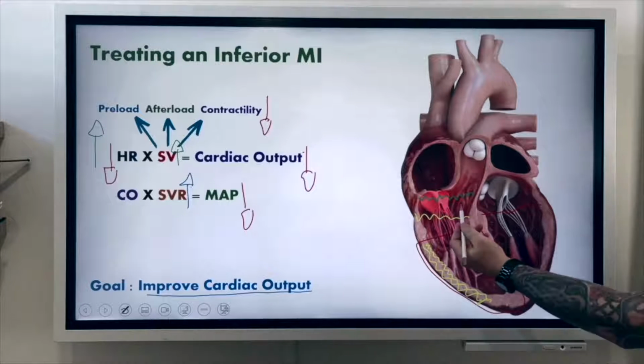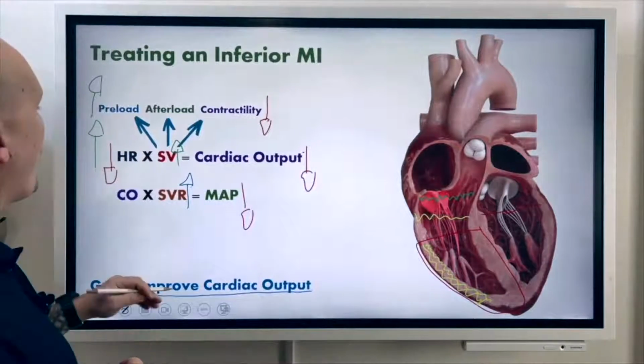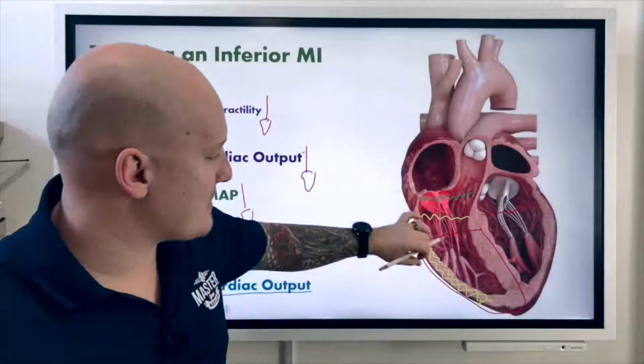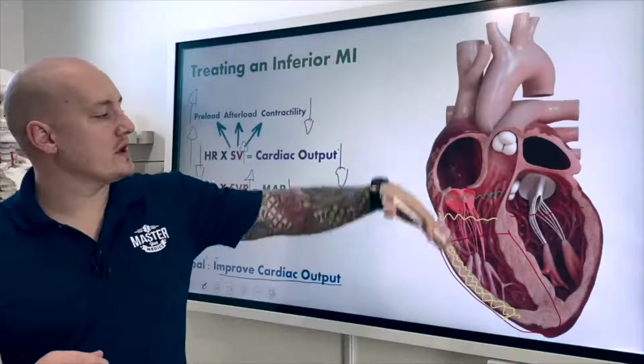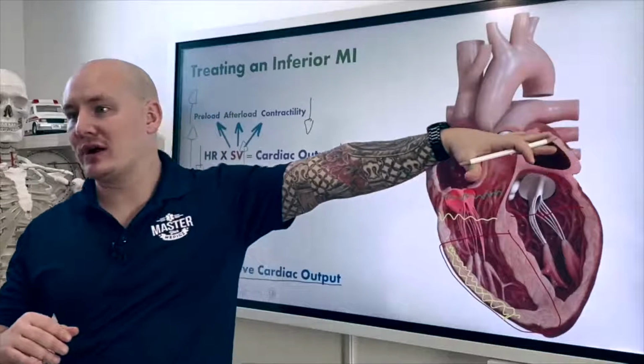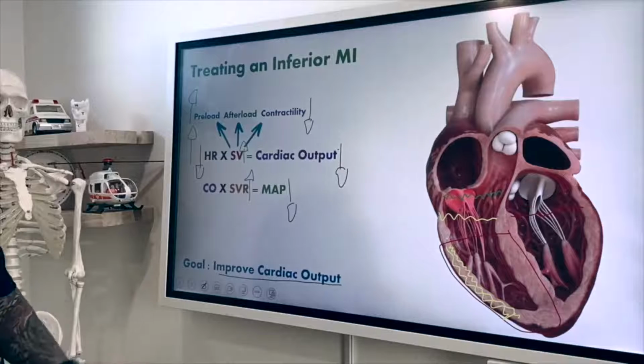And by doing this and increasing preload, we can hopefully increase our stroke volume, because even though we have damaged muscle tissue, we know that if we increase preload, we can at least move some extra blood forward every single time it contracts. Okay, so that is a good thing.